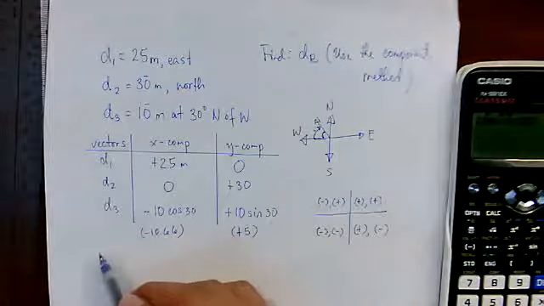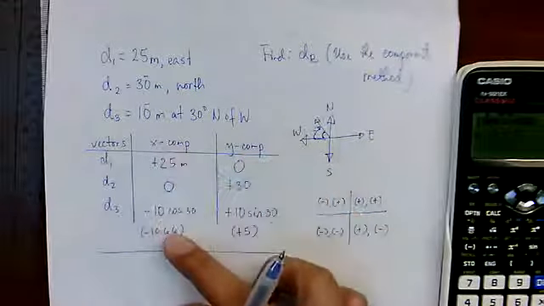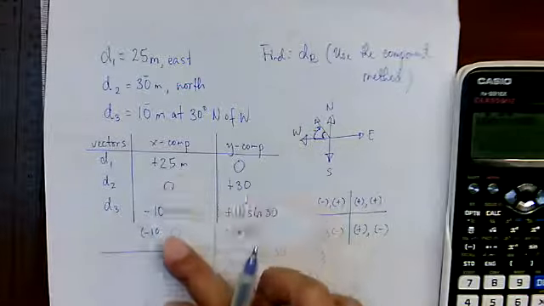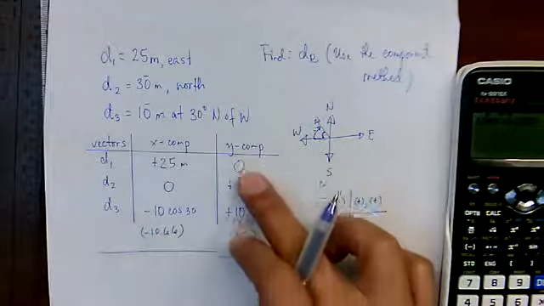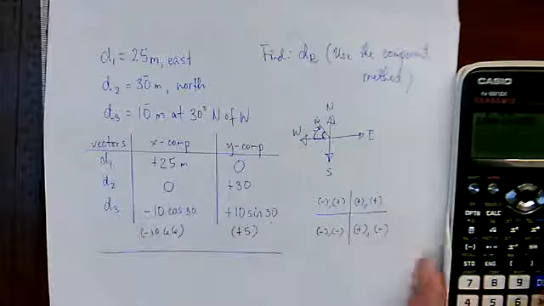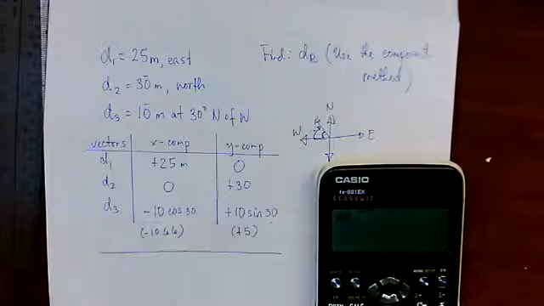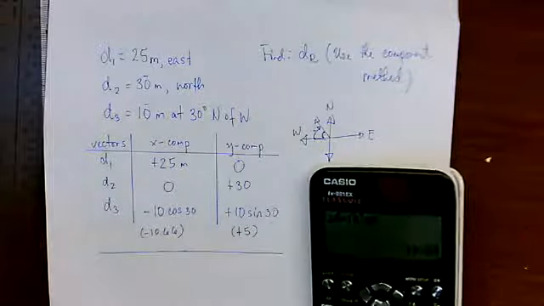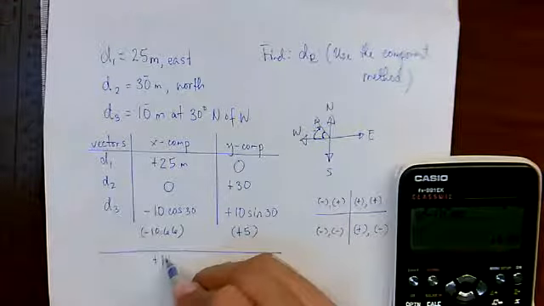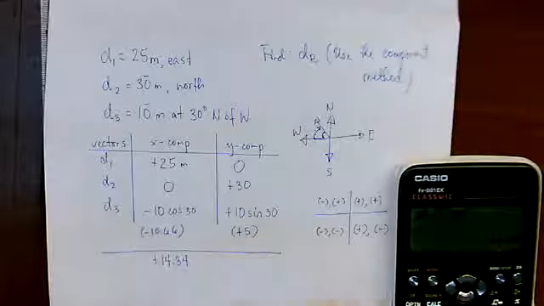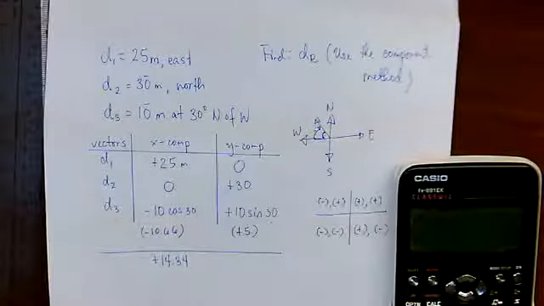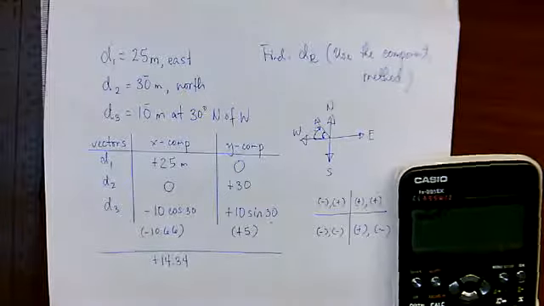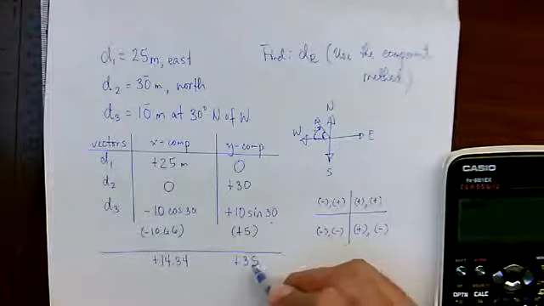Now what do we do with the broken down components of X and Y? We add this column and we add this column. So 25 minus 8.66, we get 16.34, and it's positive. Then for this one, you have 30 plus 5, we get 35.